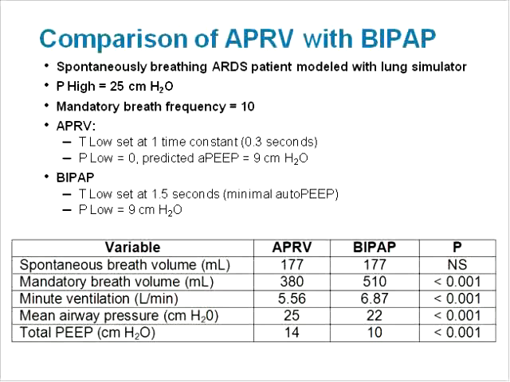The results indicate that APRV resulted in a higher mean airway pressure but a lower tidal volume than BiPAP. Further research is needed to identify an optimum strategy for setting T-low and P-low. The clinical significance of our study needs to be validated in a human trial to compare the effects on oxygenation, ventilation, and hemodynamics between both modes.